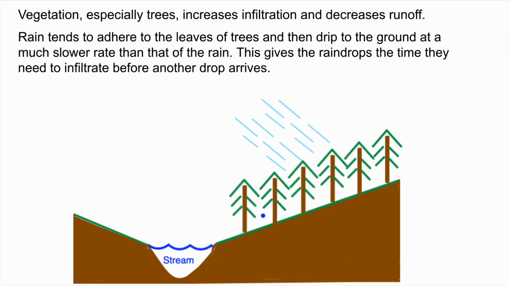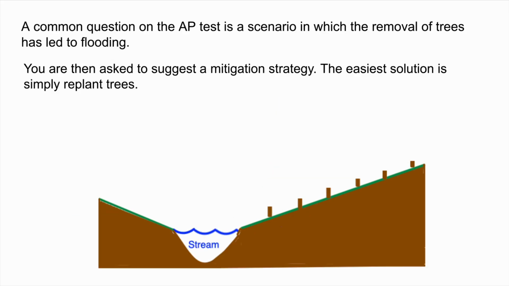So instead of coming down all at once, it just comes drip, drip, drip. So if you ever stood under a tree in the rain, you do get dripped on, but not as rapidly. Well, that gives the water a chance to infiltrate rather than running off.